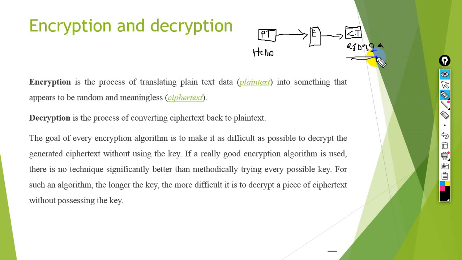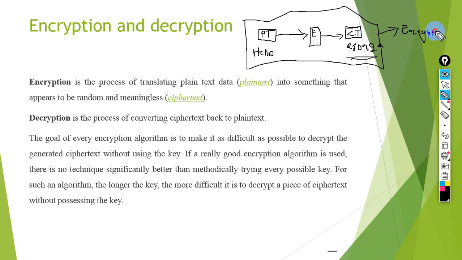This is the meaningless text, and the original text is the meaningful text. So when we convert this original text, the plain text, to cipher text, this complete process is called encryption. We will encrypt this by using some keys, and those keys may be a public key or a private key. Inshallah we will discuss public key and private key in coming lectures, but first of all you need to know about encryption, that when we convert plain text to cipher text.